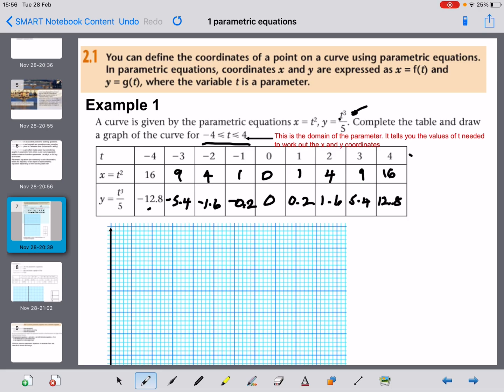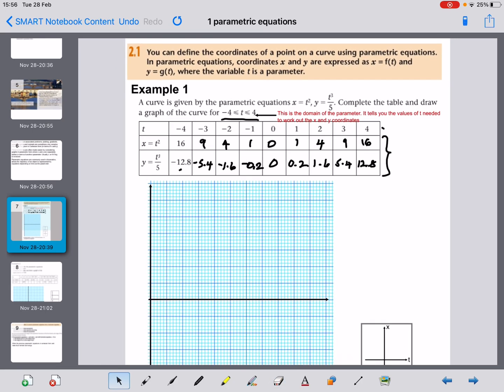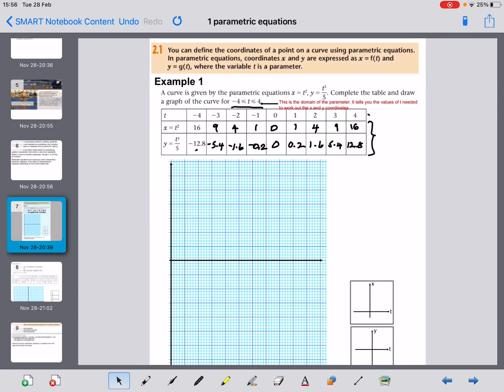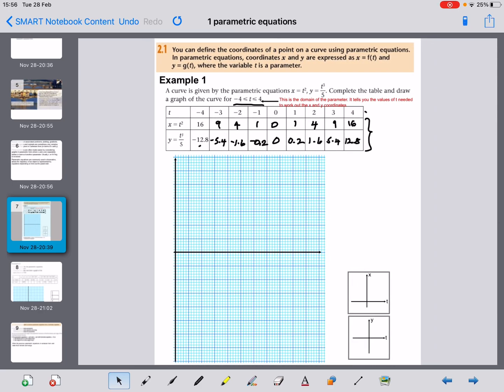Okay, so all we need to do now is plot those two for x against y. So we're not actually plotting the t values, we've just used the t values to work out our x and y values. And then we're going to plot that on our x and y axis. So here's x, here's y. So for x, the smallest value is 0 and it's going up to 16. So x is 0. I'm just going to zoom in.